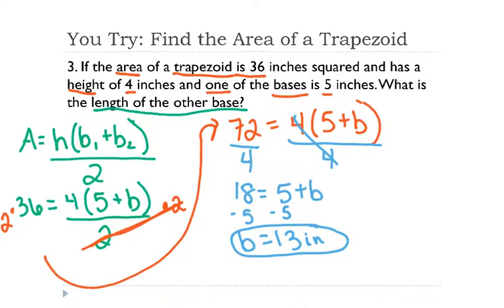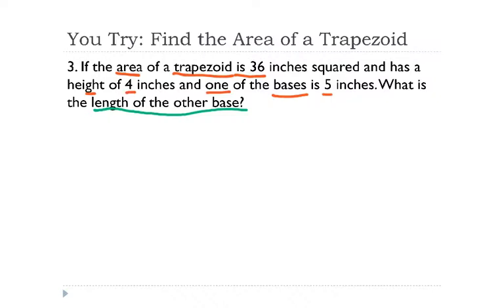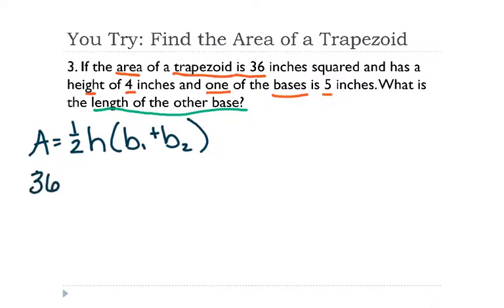Okay, we're going to use the formula area is equal to 1/2 times the height times the sum of your bases. So, filling in what we know again, we know area is 36 equals half of our height. They told us our height was 4, times our bases. Again, we only know 1, so we're going to have to solve for the other one.